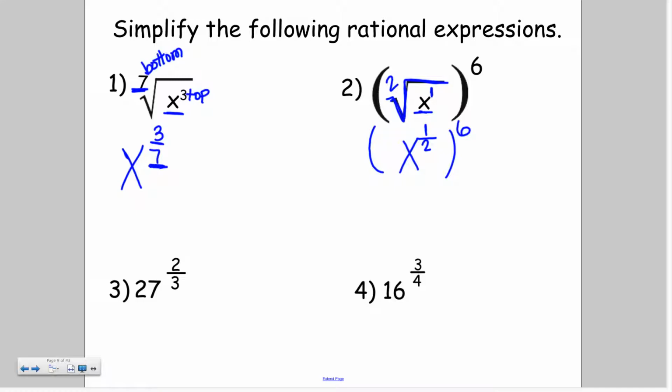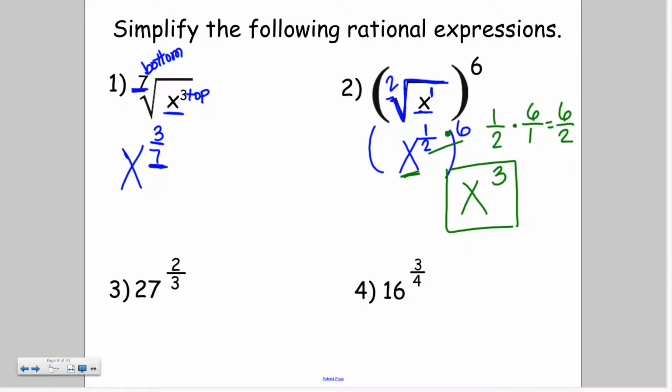Now we have a power to a power. So we're going to take and multiply these two. So we have 1 over 2 times 6, and it's over 1. So we get 6 over 2, which is simplified to 3. Now we need to keep our base, and that's x. So we have x cubed. All right?